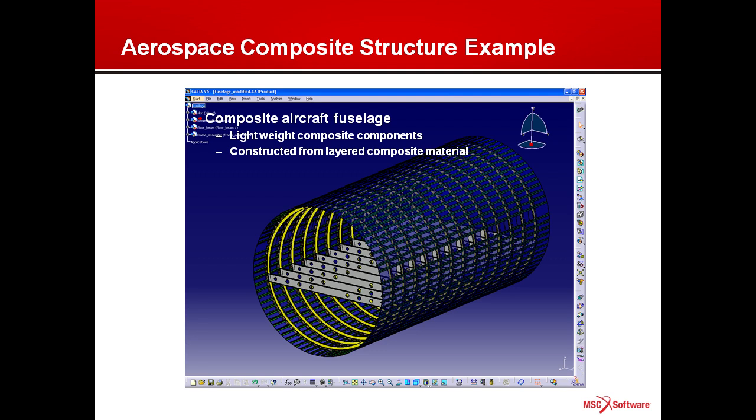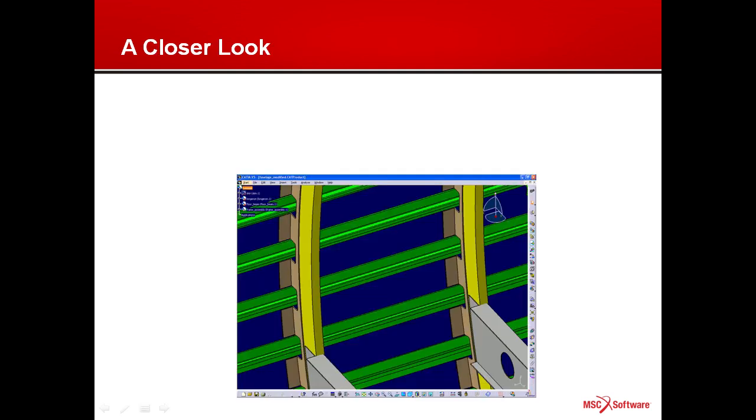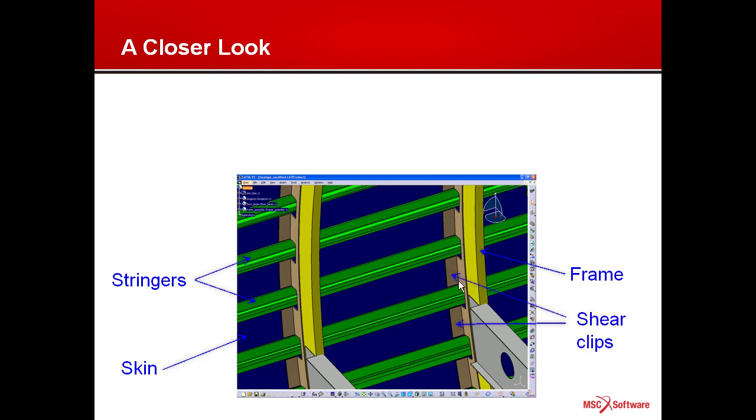Let's take a closer look at the composite aircraft structure. You see here the skin is constructed from composite material. The stiffeners or the stringers are constructed from composite material as well. The stringers are bonded to the skin. Other components include a frame, shear clips, and tension clips.